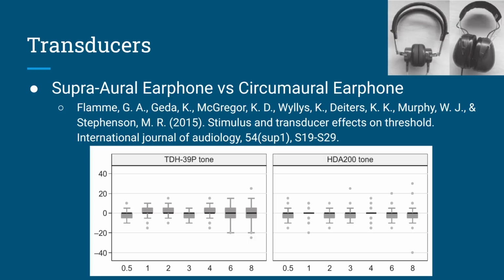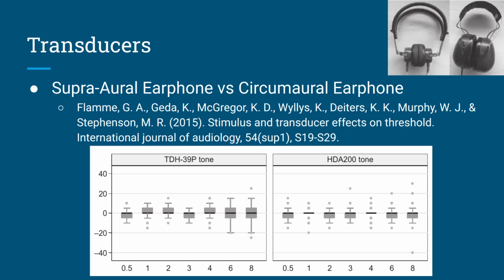And so what we find here in comparing the TDH39P supraoral to the HDA200 circumoral is that we have superior high frequency reliability with the circumoral, such as the Sennheiser. So test-retest reliability is better than a traditional TDH39P supraoral headphone. That reliability advantage is most pronounced in the high frequencies at 6 and 8K. So that's partly because you're mitigating standing waves.